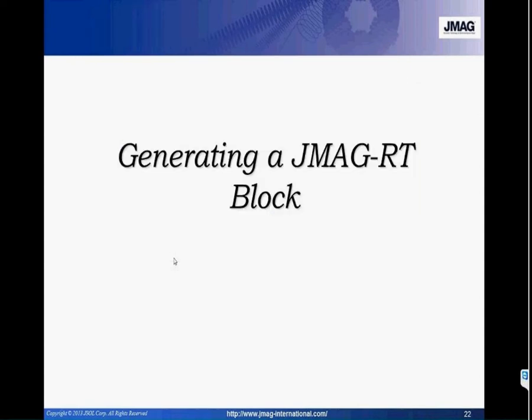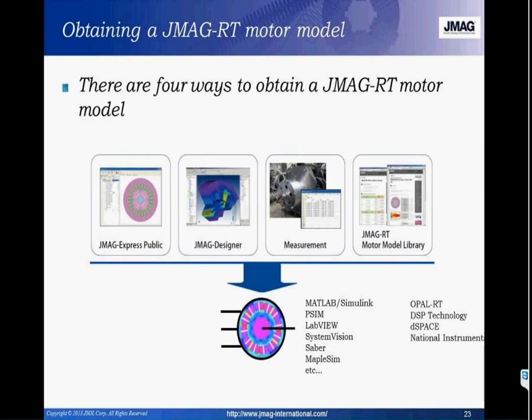So to generate a JMAG RT model block, it's pretty simple. There are 4 basic ways to obtain that JMAG RT motor model. We can get it from JMAG Express, JMAG Designer. We can take measurement data and convert that into an RT block, or we can use our JMAG RT motor model library, which is available on the JMAG International website.